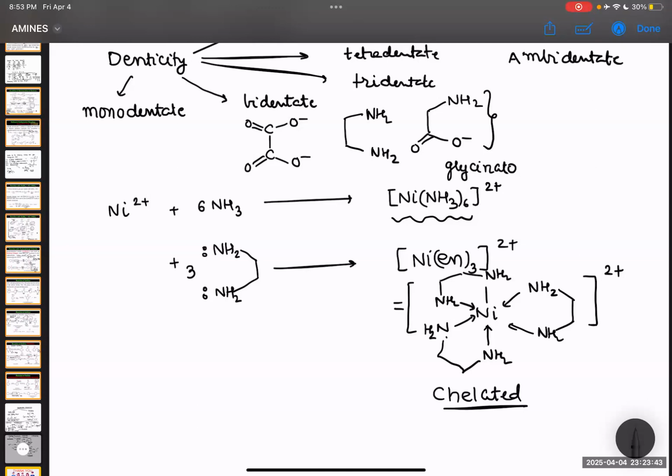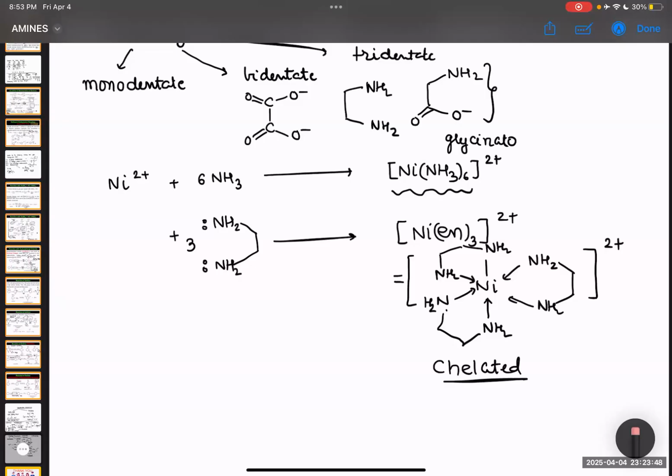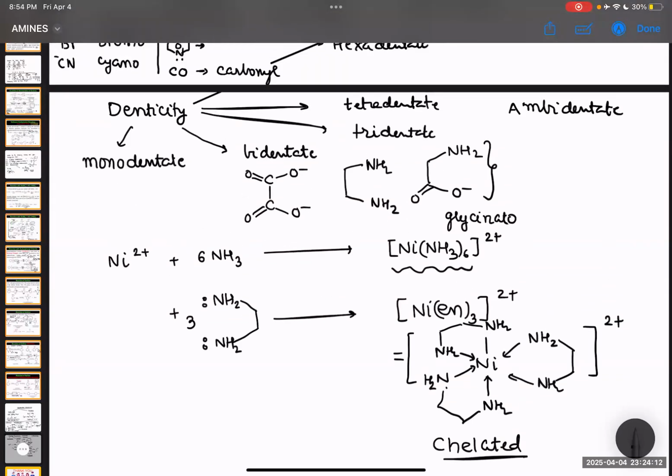Yes, sir. So chelated complexes, because they can form more easily. They have a high equilibrium constant for the formation. They are more stable because of the rings. The rings must be 6-membered or 5-membered, then they are more stable. The ring must not be a 3-membered ring because they are more strained. Chelated complexes are more stable than non-chelated ones.